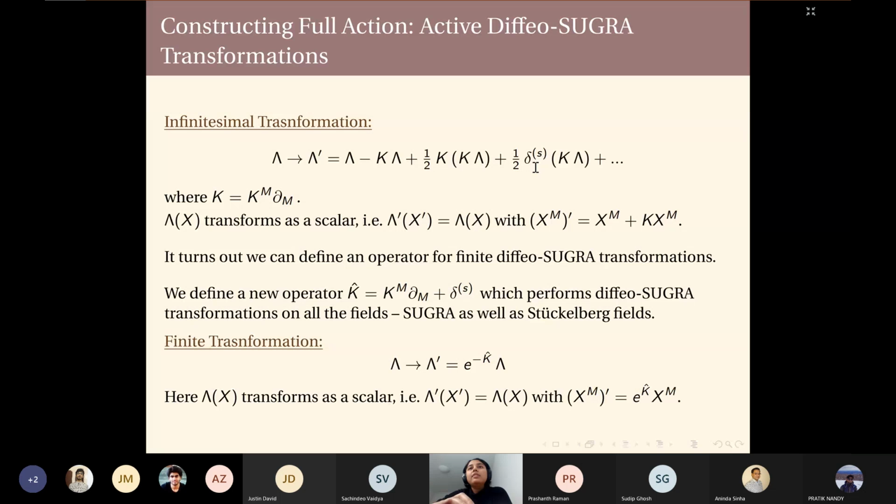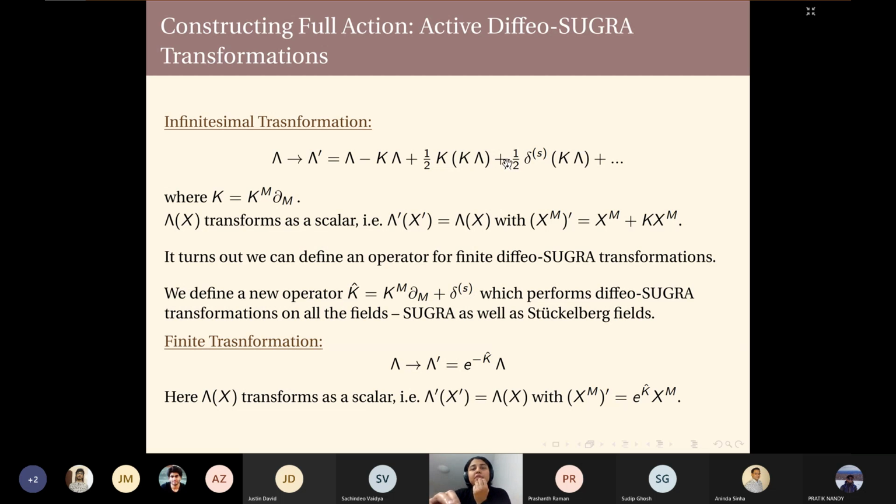And then there's this other transformation given by delta S, which transforms the supergravity fields only, and it does not act on the Stückelberg fields. And this field lambda is supposed to transform as a scalar, which means it's supposed to obey this rule, where x prime is this. So as long as we work infinitesimally, we can only work with a certain number of terms. So we need to find some rules or some formula for doing finite transformations. And that's what we are working at now.